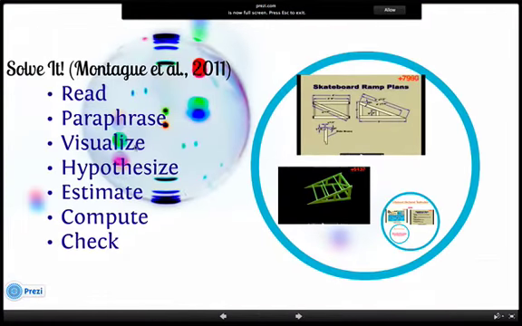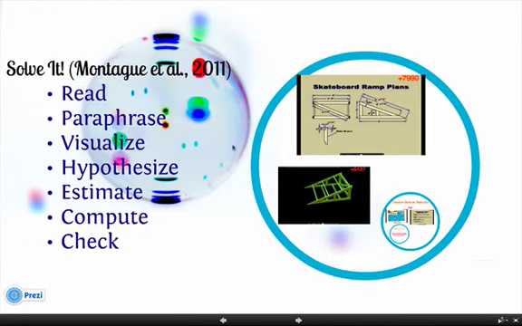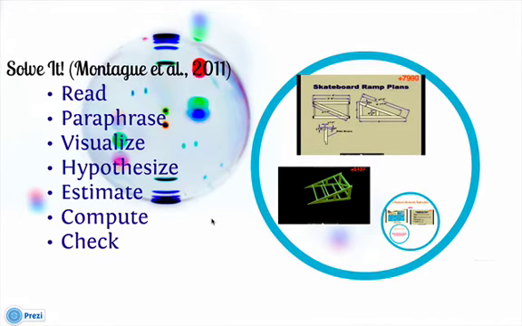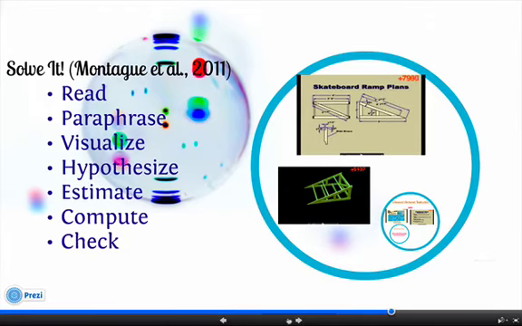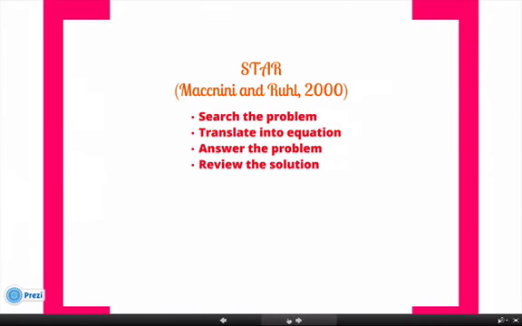Besides enhanced anchored instruction, over here you can see there is a strategy called Solve It. And I actually looked at two studies. One was from 1986 and one was from 2011. And it followed these 7 steps here that you can see. Read, paraphrase, visualize, hypothesize, estimate, compute, and check. And it was also shown to help students increase their learning. And then finally, there was a process called STAR. That was an acronym: search the problem, translate into an equation, answer the problem, and review the solution.